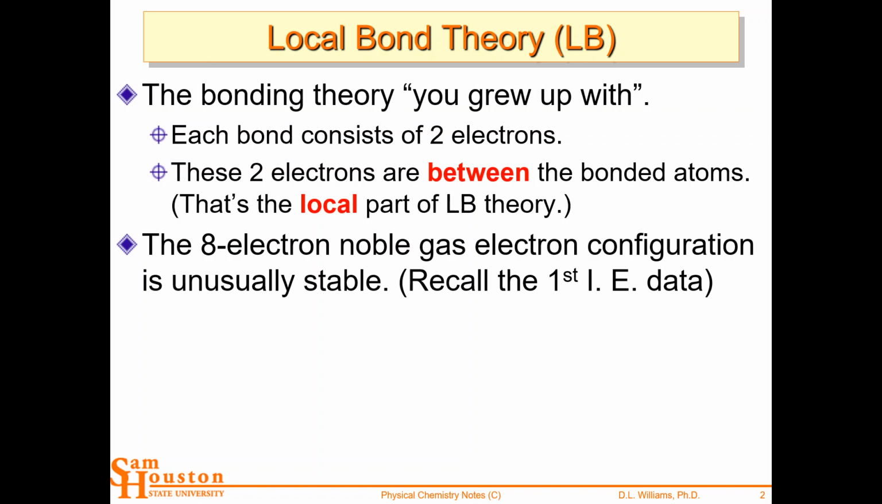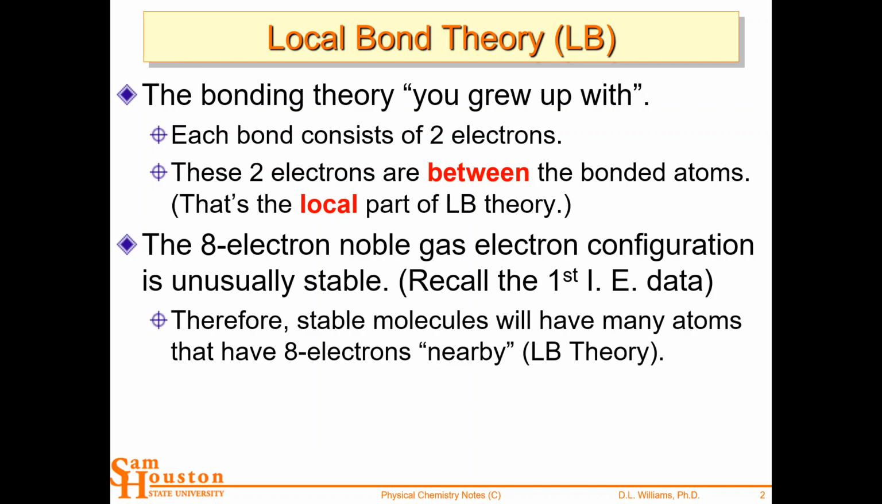And this also is the acknowledgement that the 8-electron noble gas configuration is unusually stable. Remember the first ionization energy, we just talked about that. There seems to be some stabilization for the noble gases, and those have 8 electrons. They have 2 electrons in the s orbital and 6 in the p orbitals in the subshells. And so then that seems to be a stable configuration. And so local bond theory works things out so that we have 8 electrons nearby each atom.